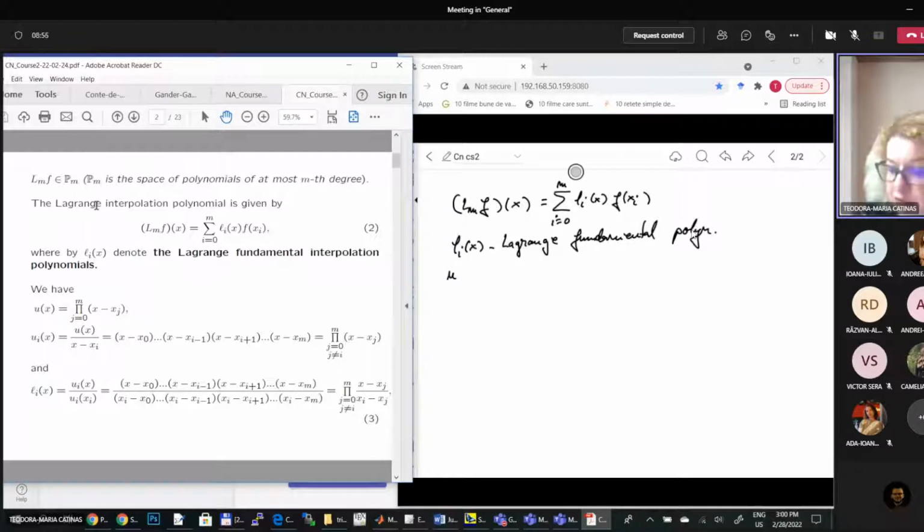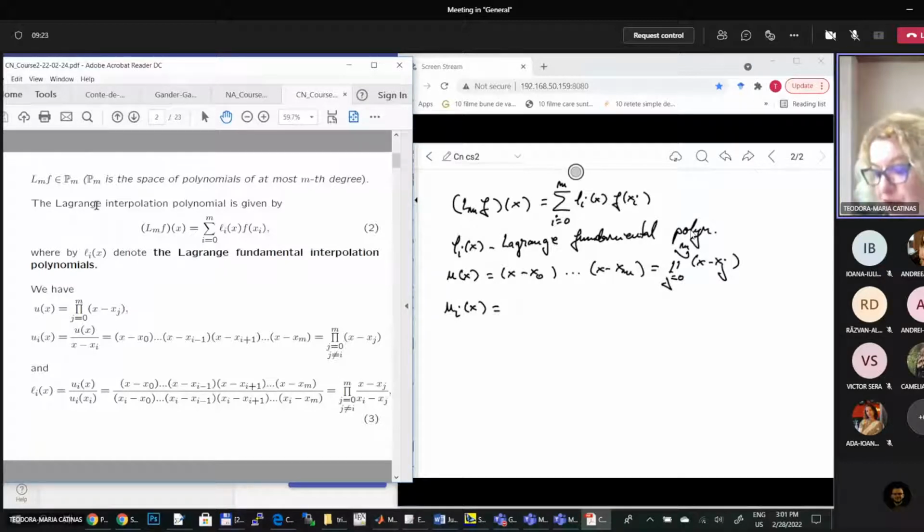We consider u of x as (x minus x0)(x minus x1)...(x minus xm). So the product of x minus xj, j from 0 to m. We use ui of x as a notation for u of x divided by x minus xi. So from the product (x minus x0)(x minus x1) and so on up to (x minus xm), the factor x minus xi is missing. And this gives ui. So ui is the product over j from 0 to m, j different from i, of x minus xj.